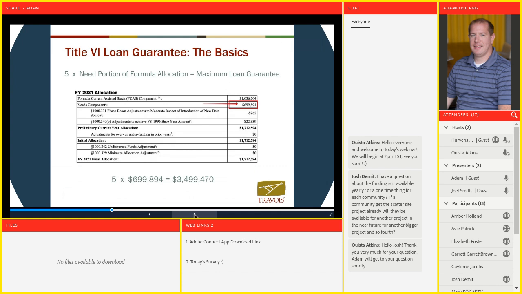Easier kind of math than LIHTC. Yeah, it's pretty straightforward. 5 times the need portion of the formula allocation. And again, you could have multiple loans covering different projects. And as you pay down those loans, what HUD is looking for is that your guarantees don't exceed that 5-time portion across the portfolio of projects.